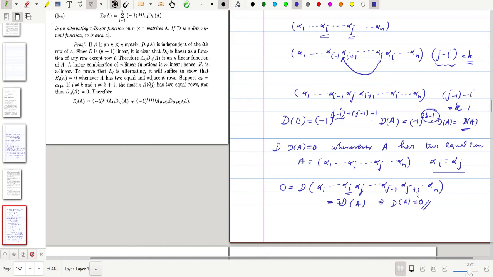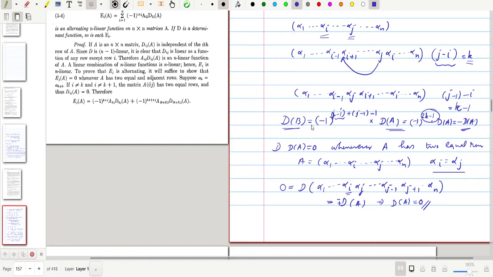Now for the second, we can easily say that interchanging any two rows will cause a negative sign to come out. So that we have already discussed in this case. If b is obtained by interchanging any two rows of a, then d of b is the same as minus d of a. Okay, so d of b is equal to minus 1 raised to 2k minus 1 times d of a, that is equal to minus 1 times d of a. So this implies d of b is equal to minus d of a, where b is obtained by interchanging two rows of this a.